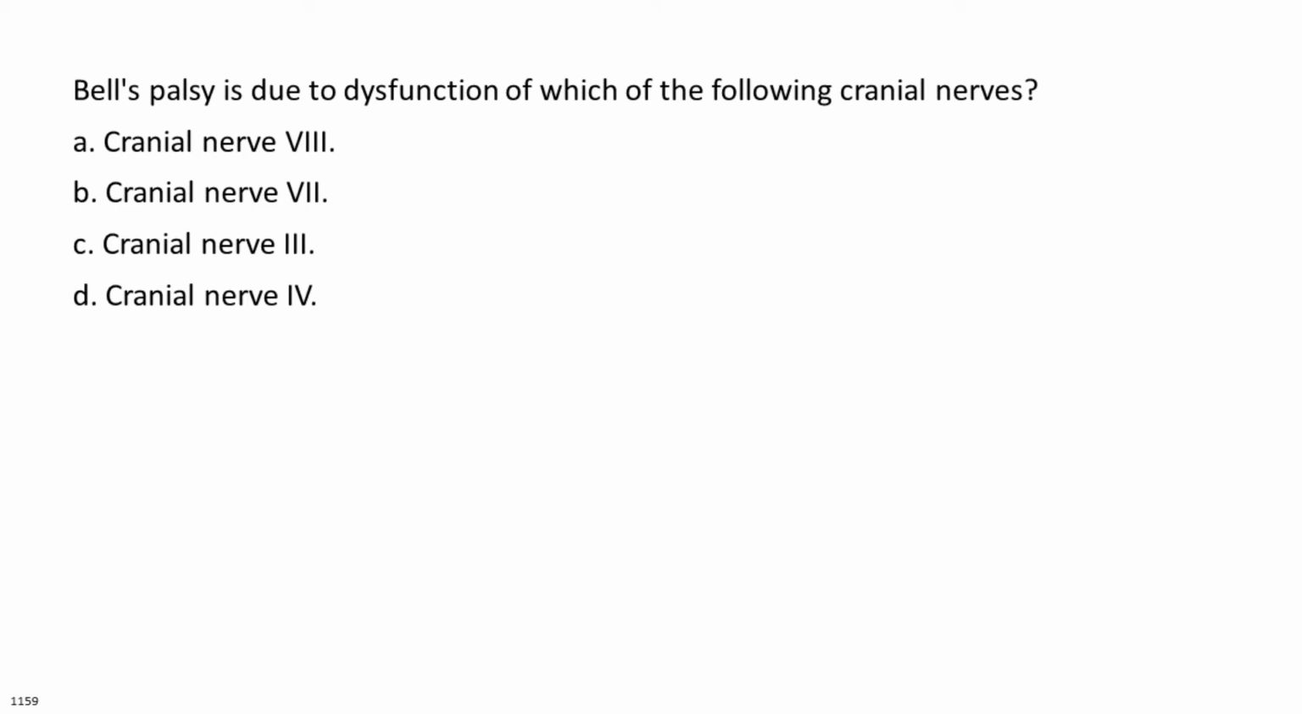Bell's palsy is due to dysfunction of which of the following cranial nerves? A. Cranial nerve 8. B. Cranial nerve 7. C. Cranial nerve 3. D. Cranial nerve 4.